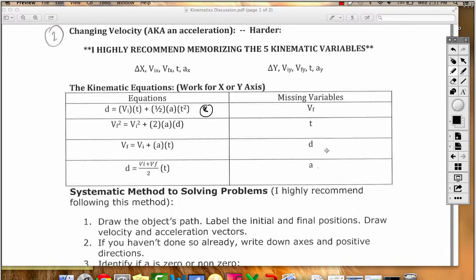They all are missing a variable, and basically that's a way to help you look at which equation you need to use for each problem. Okay, so these equations I actually recommend either memorizing or writing down on a note card or having in a place that's handy so that you can access them easily.